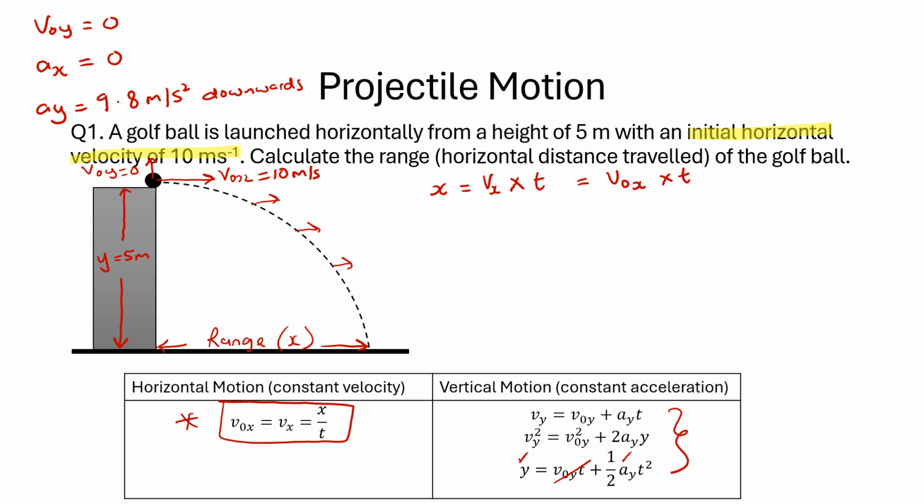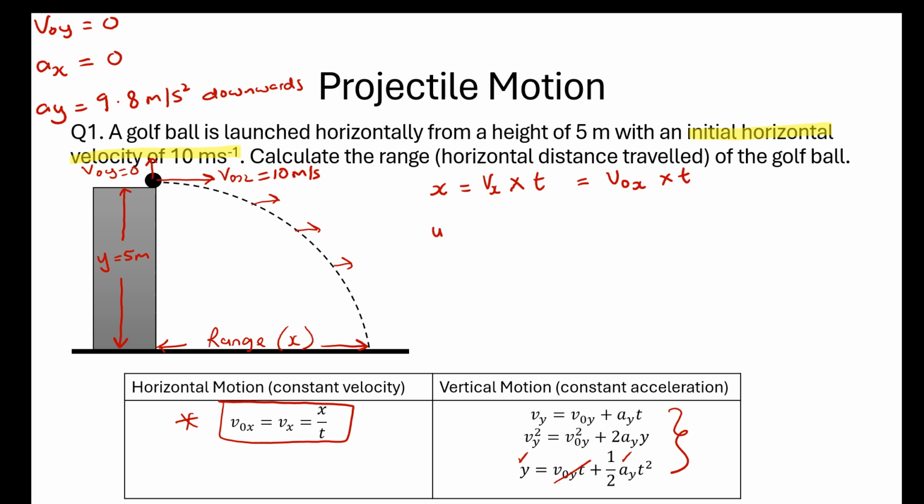And yes, we can use the third equation to find the value of t. So let's write the formula first. So y is equal to V naught y times t, and we said that is equal to 0. So V naught y times t plus half times ay times t squared. Okay, so now we said V naught y is 0. So 0 times the time is 0.